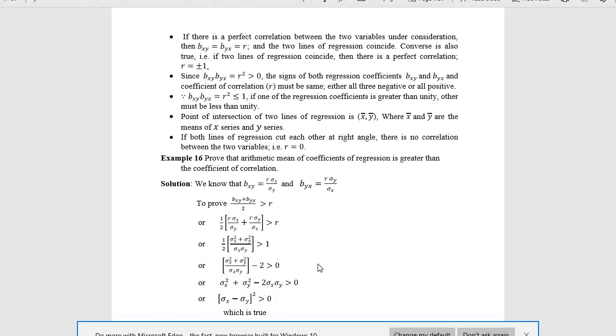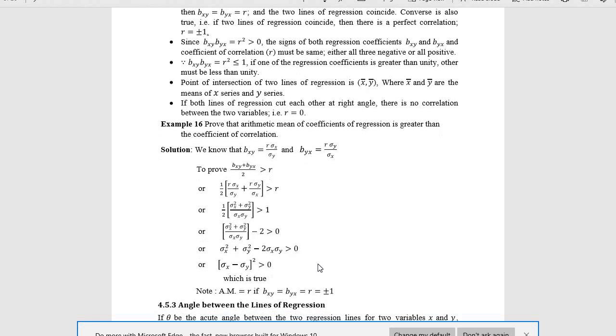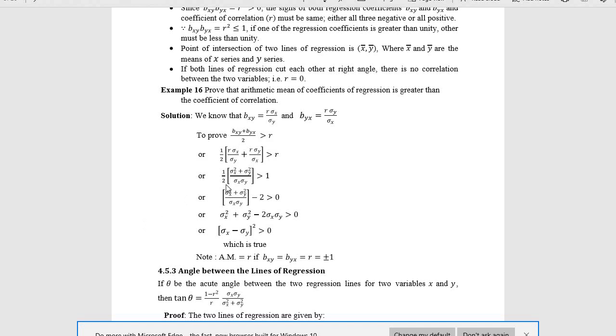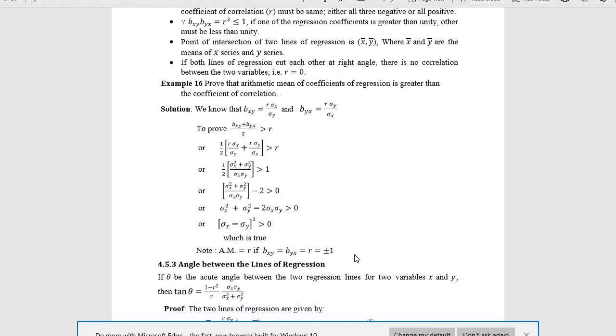Prove that the arithmetic mean of the regression coefficients is greater than the coefficient of correlation. The r value is given by bxy and byx. Multiply, take half outside, and with the associated formulas, sigma x square plus sigma y square minus 2 sigma x sigma y is greater than 0. This is a plus b, a minus b whole square; the absolute value of a minus b whole square is greater than 0. Arithmetic mean is equal to r if bxy is equal to byx, that is r is equal to plus or minus 1. The minimum value is minus 1, the maximum value is plus 1.